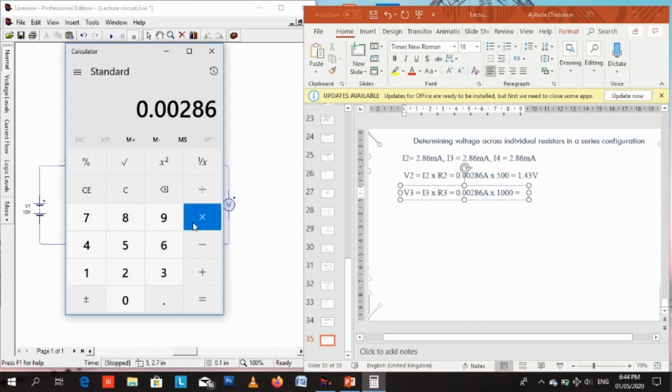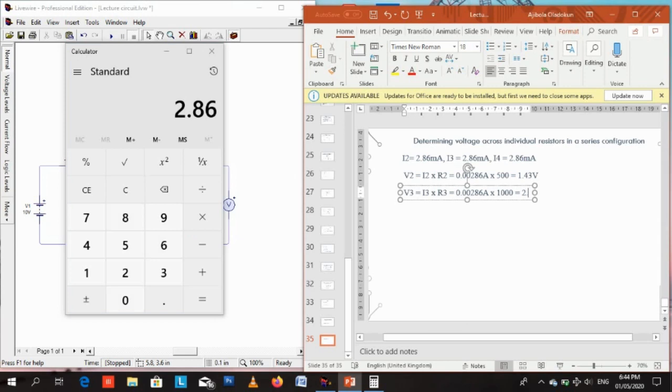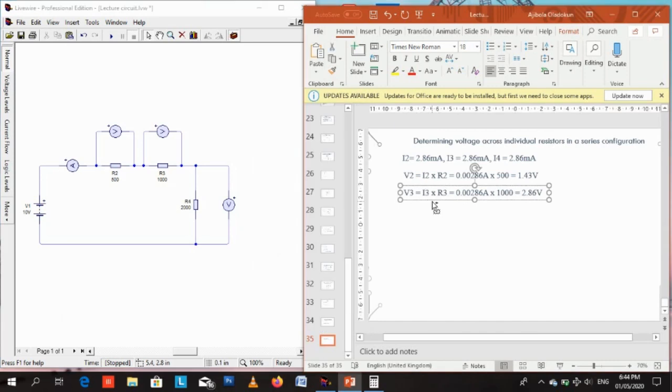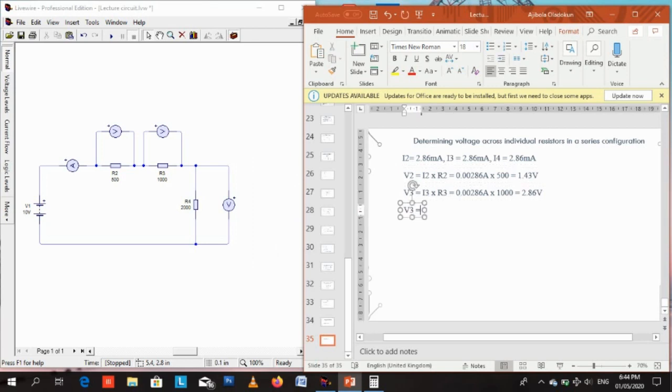0.00286 multiplied by 1000 equals 2.86. That's 2.86 volts. So that is V3. Let's go for V4. We are already seeing that V2 and V3 are different.